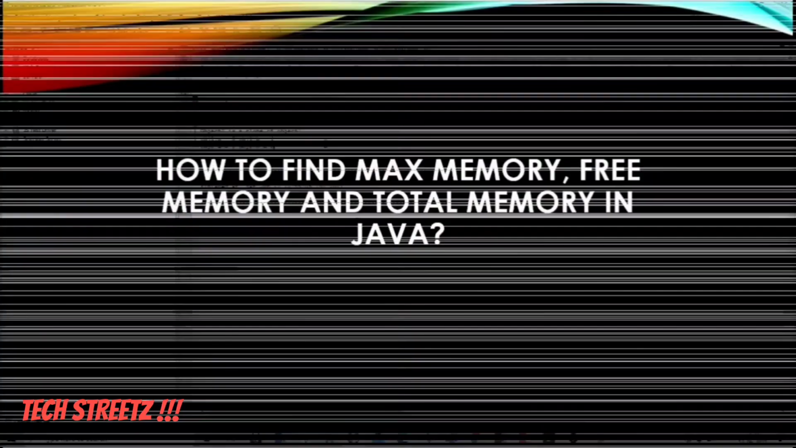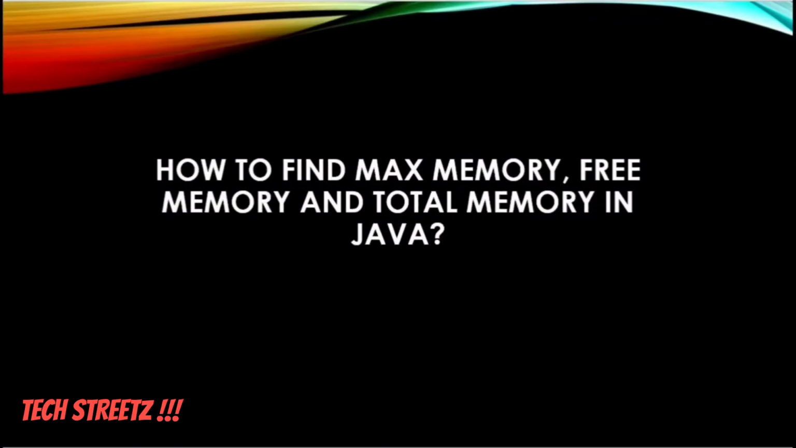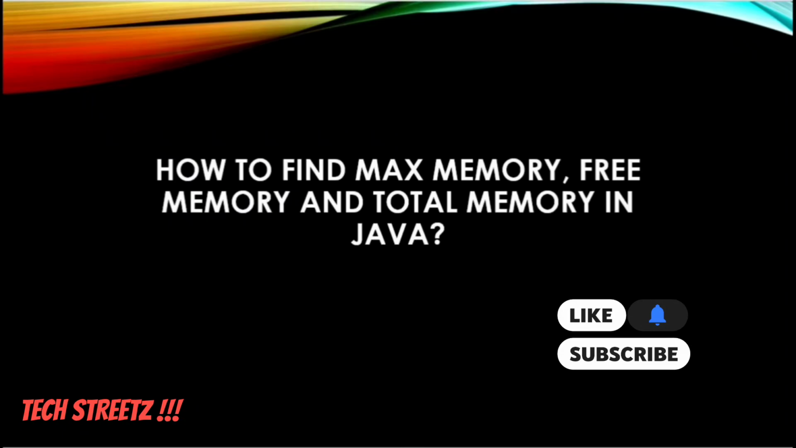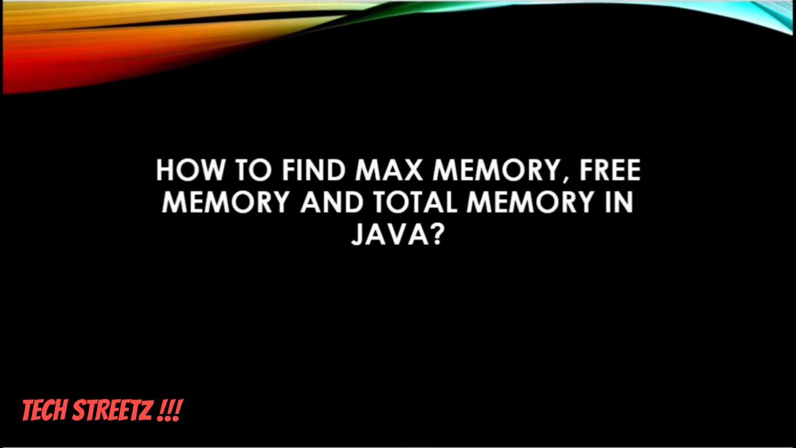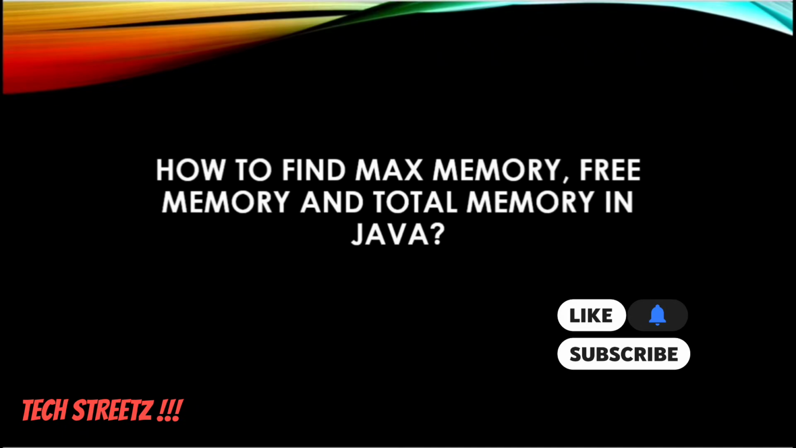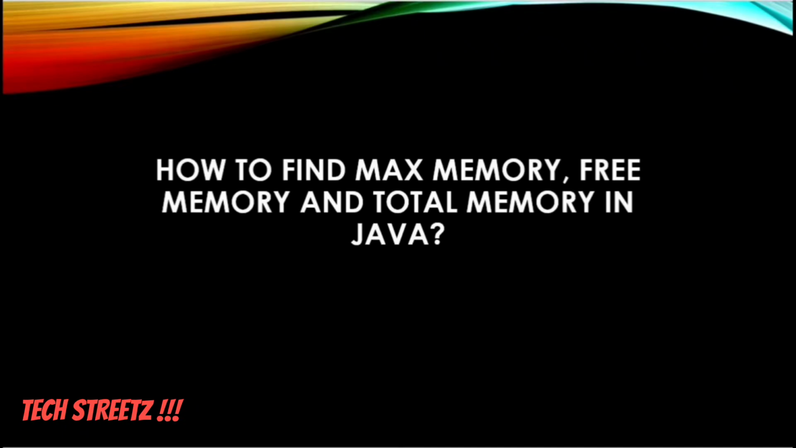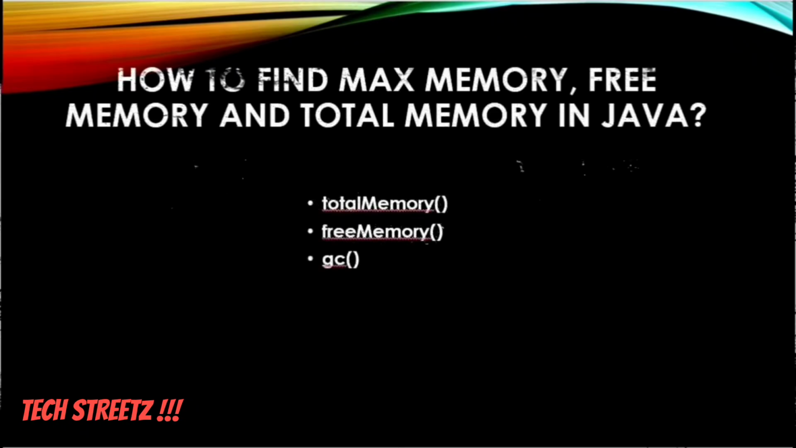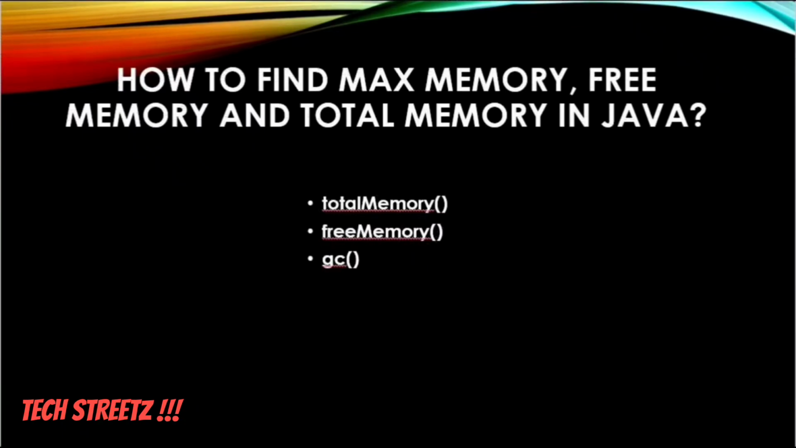How to find max memory, free memory and total memory in Java? Although Java provides automatic garbage collection, sometimes you will want to know how large the object heap is and how much of it is left. This information can be used to check the efficiency of the code and to check approximately how many more objects of a certain type can be instantiated. To obtain these values, we use the totalMemory and freeMemory methods.